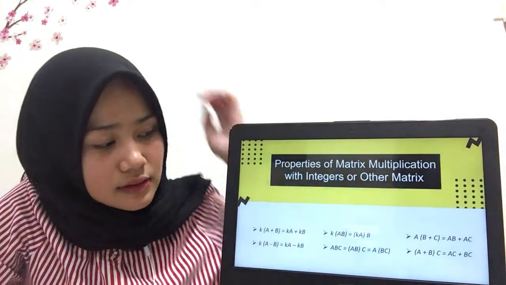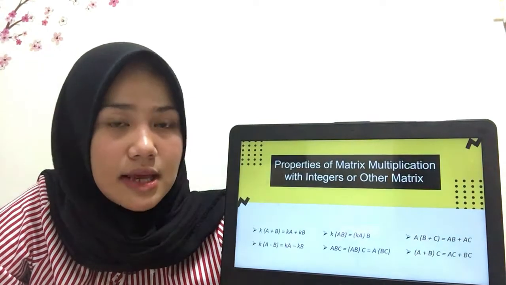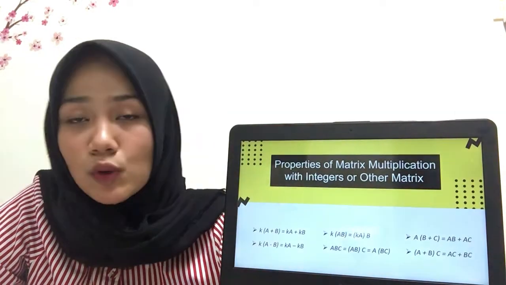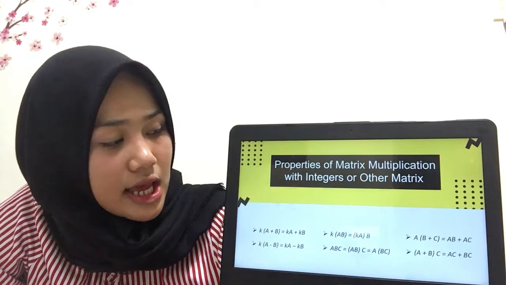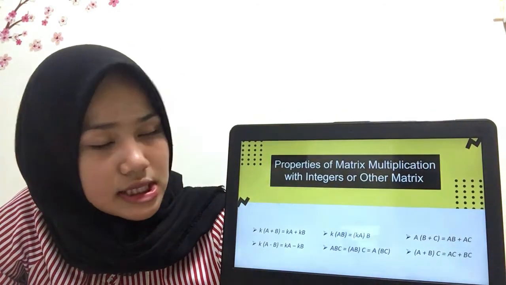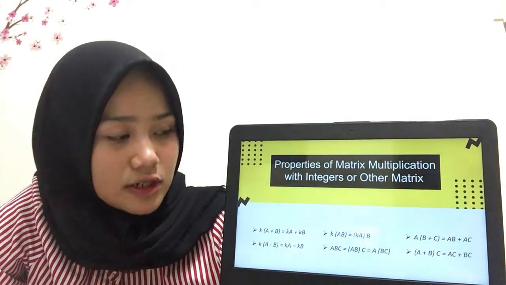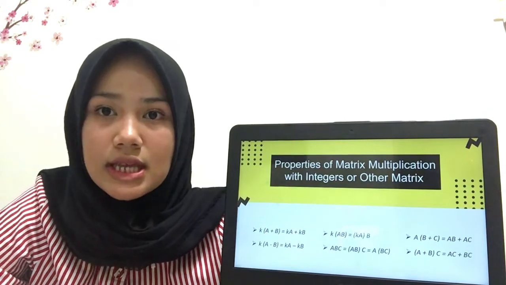And the next property: matrix A multiplied by matrix B multiplied by matrix C is equal to matrix A multiplied by (matrix B multiplied by matrix C), which is equal to (matrix A multiplied by matrix B) multiplied by matrix C.